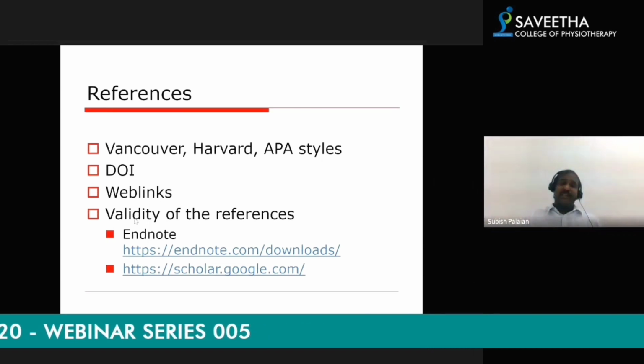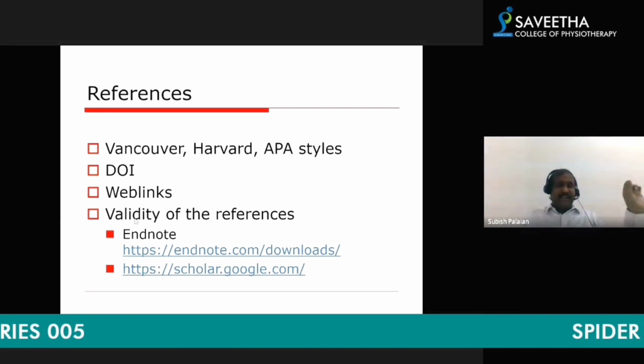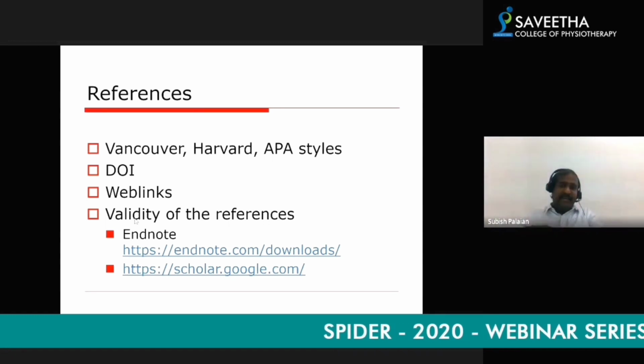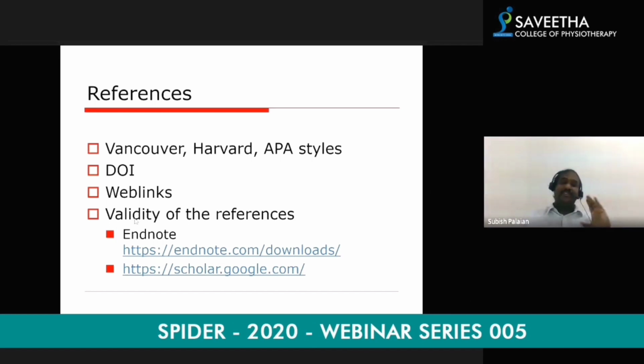And the validity of the references. Sometimes the student says that the second reference talks about back pain, but when I go back to the reference and read that article, it doesn't talk about back pain. It talks about something else. That means the reference is not valid.